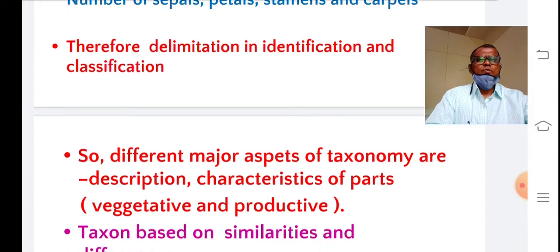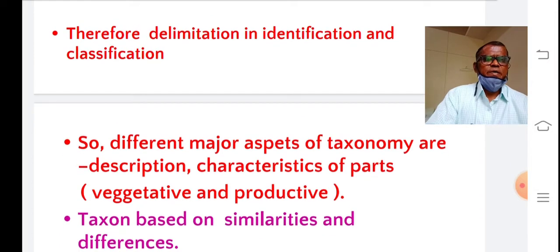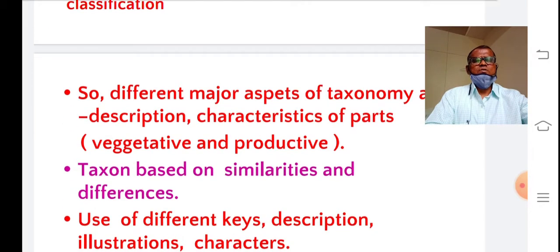Therefore, the different major aspects of taxonomy, such as the description of plants. Already in FYBSc we have seen angiosperm morphology, right? What are the characteristics of the parts? Again here we have seen the different types of leaves: simple leaves, compound leaves, right? Already you know. Then sessile leaves or petiolate leaves.